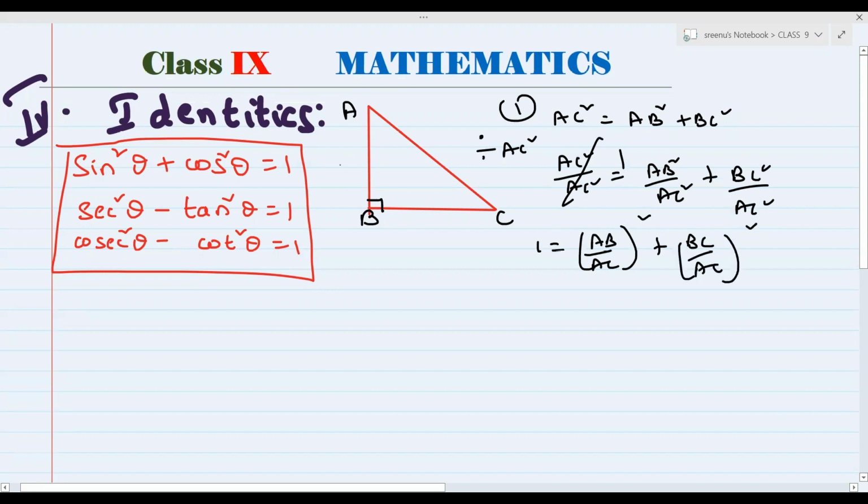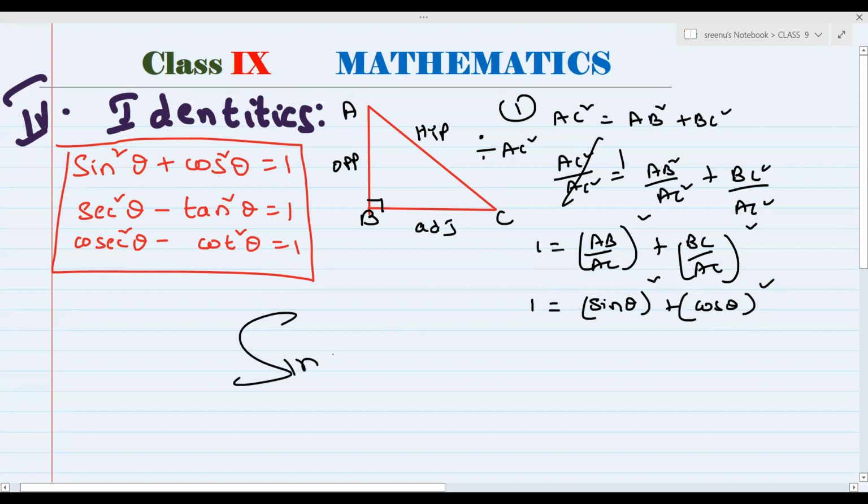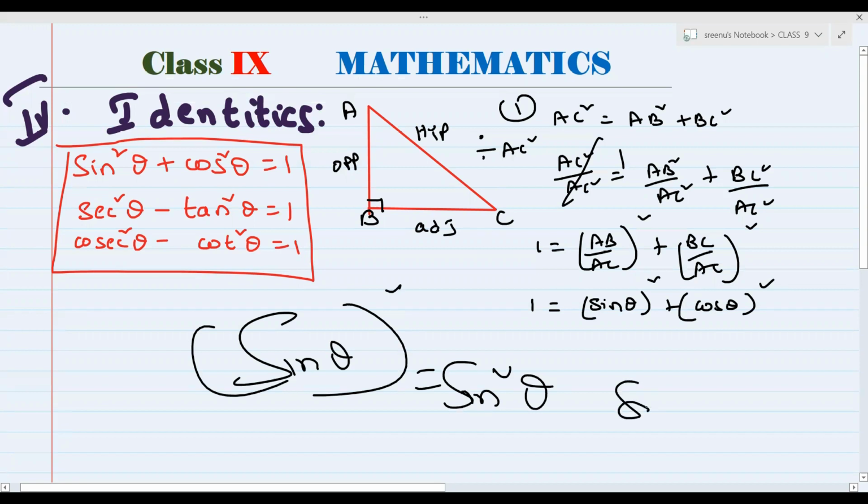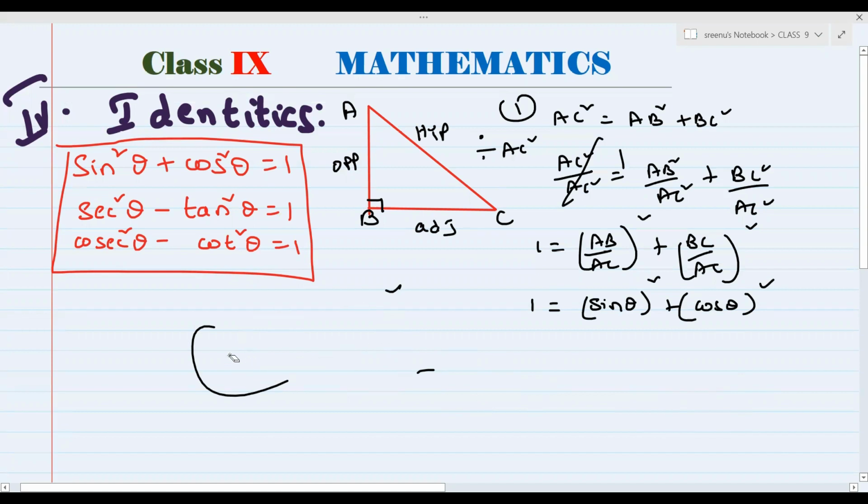AB is what? Opposite only, no? Yes, AC is hypotenuse. Opposite and hypotenuse is sine theta. And BC is adjacent. Adjacent and hypotenuse is cos theta. In trigonometry, sine theta whole square, we will write sine square theta. We should not write sine theta square. This is wrong. So the first result: sine square theta plus cos square theta is equal to 1.